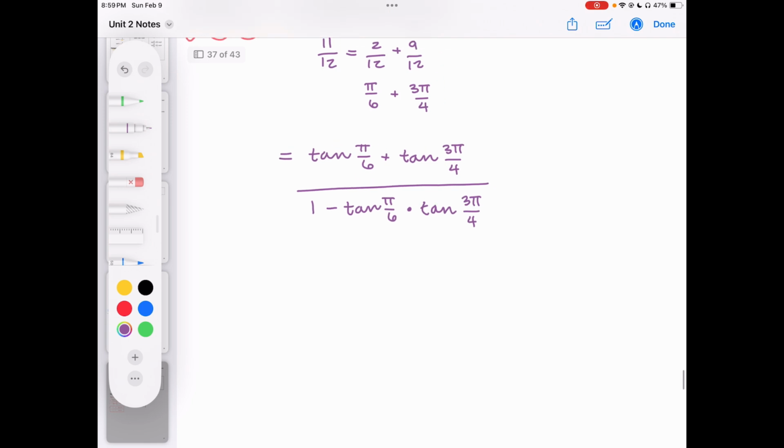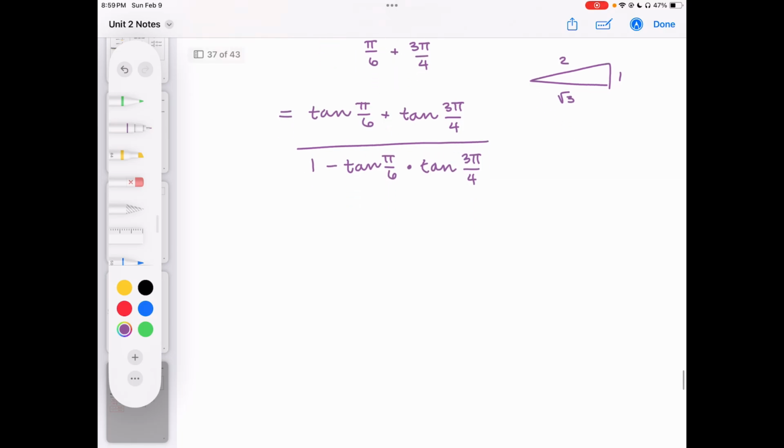So if you need to draw it, go ahead and draw it. This is going to be pi over 6, so 1, root 3, and 2. So we know that tangent is going to be 1 over root 3, plus tangent of 3 pi over 4 is going to be negative 1. Whoops, I'm sorry, root 3. 1 over root 3 plus a negative 1, all divided by 1 minus 1 over root 3 times negative 1.